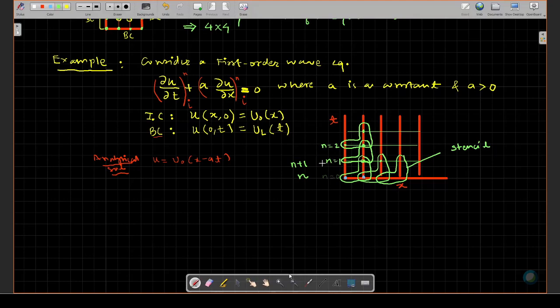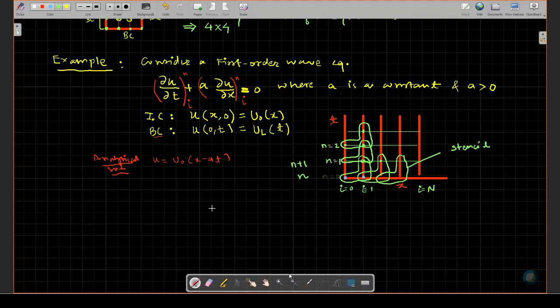So to calculate the n plus 1th level value, we will consider the values at the nth level, at whatever i is. Suppose we are starting i from 0 to i equals n. If you are calculating at i equals 1, n plus 1, we have to consider the values at i equals 0 and i equals 1 at the nth level. This is a stencil.